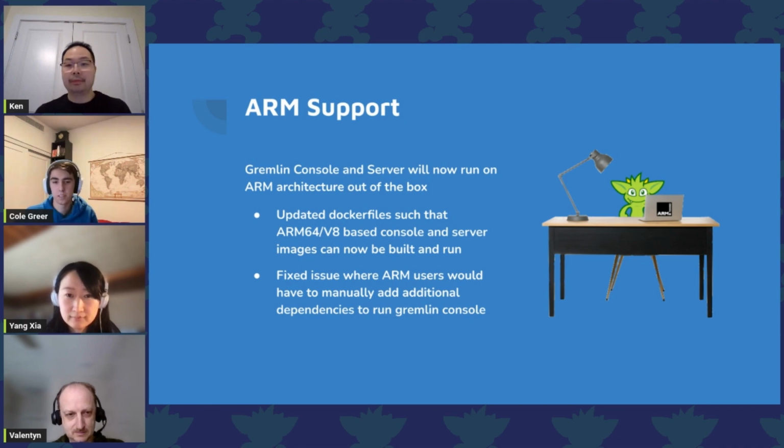The other issue we addressed here is that if you've ever tried to use Gremlin console on ARM before, you'll know that out of the box it was missing some key dependencies, and you'd have to manually add some extra libraries to make it run. That's been addressed now. Those are bundled in, so you can just download and run the console without any issues on ARM now. So yeah, really excited about having that all working.